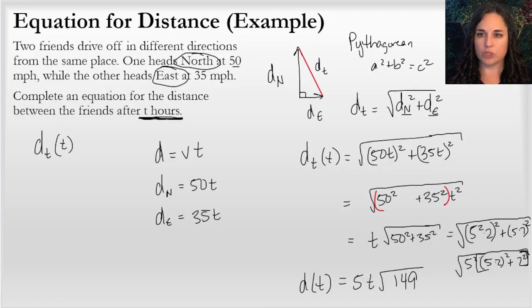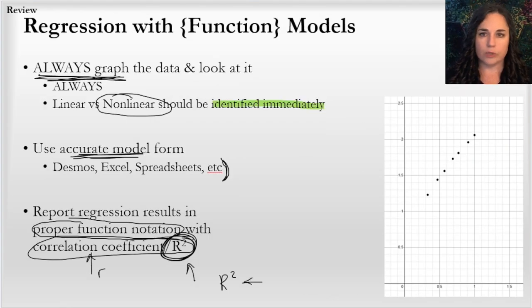So hopefully that helps you with that problem, focusing more on setting up the equation rather than moving through the algebra of it. The last thing I wanted to talk with you about in this lecture is just quickly regression with models in general. We're going to do the same thing with radical functions as we've been doing with all other toolkit functions.